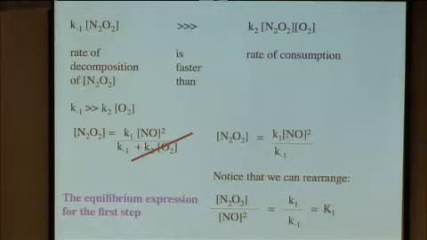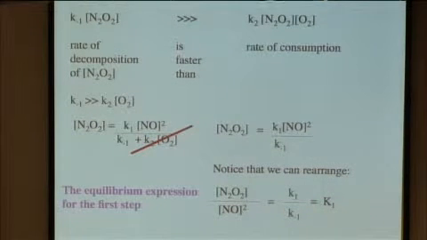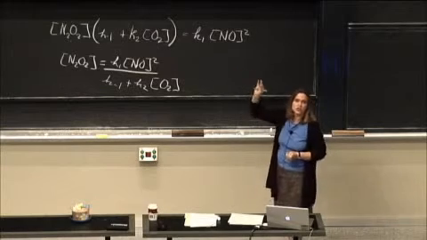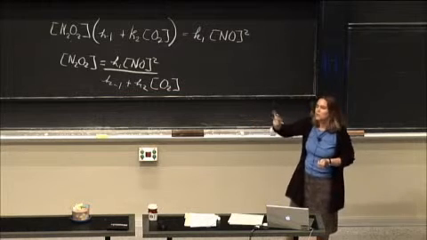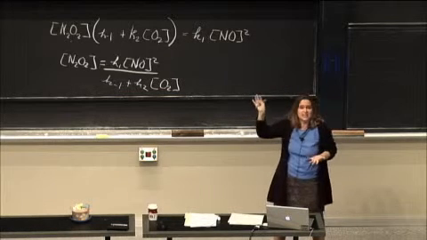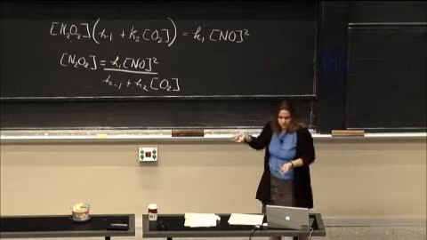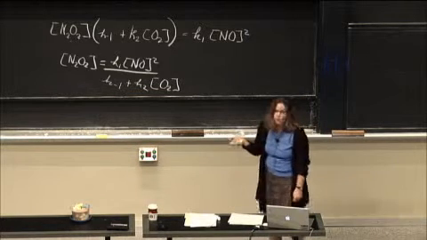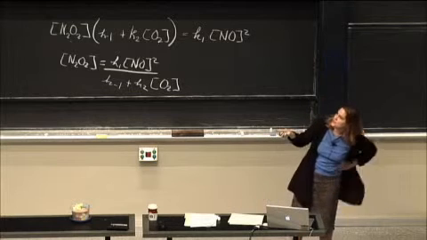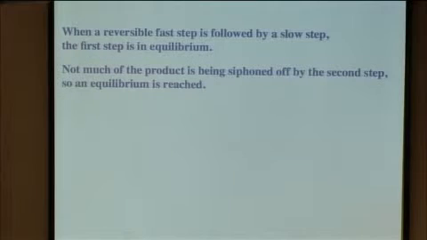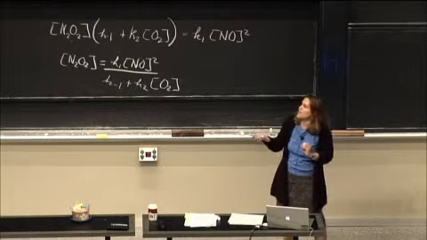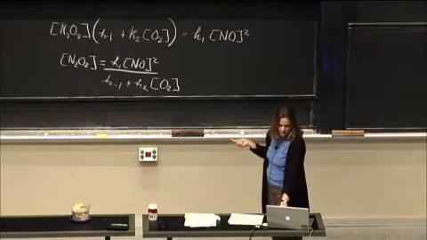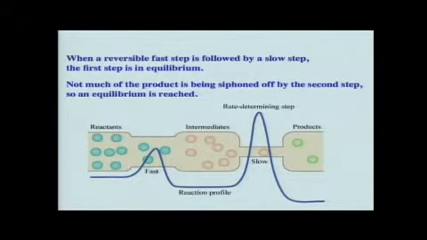So basically, if we have the first step being fast and reversible and the second step being slow, we're saying that the first step is really in equilibrium. So what allows us to say that? Well, if you have a fast reversible step followed by a slow step, that means that not much of your intermediate is being siphoned off by the second step, allowing you to reach equilibrium.